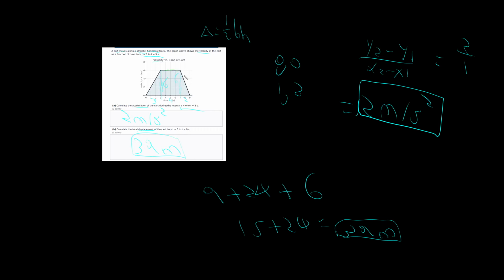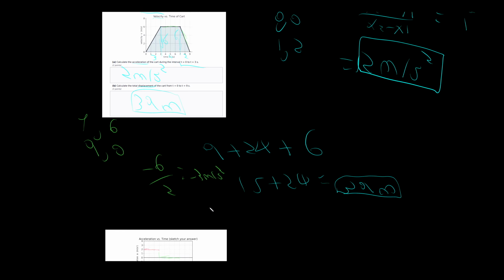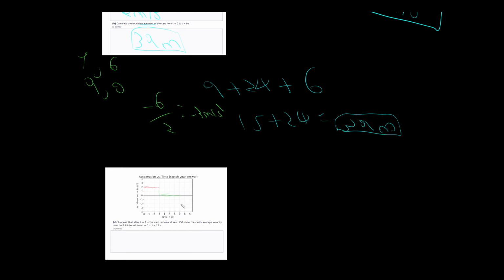And then look, now it's decreasing, it's going down. To find the slope of this, we can look at this bottom point, which is 9, 0. That's going to be our second point. Our top point is going to be 7, 6. So 0 minus 6, negative 6 over 9 minus 7, which is 2, which is equal to negative 3 meters per second squared. So we're actually going down here now. These were supposed to be in red.